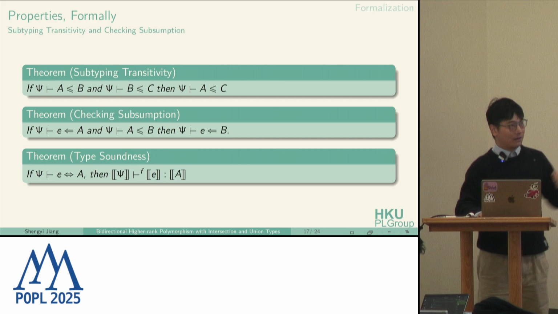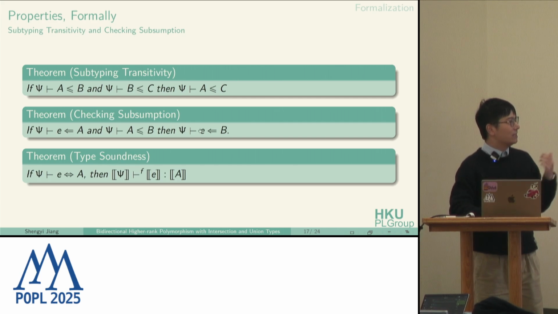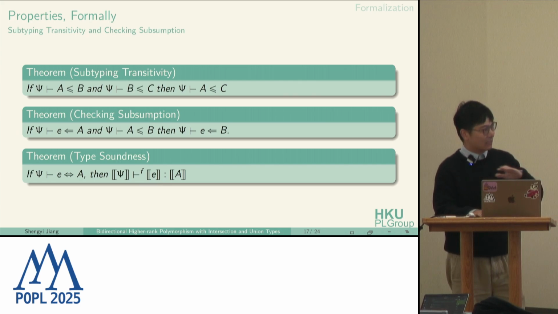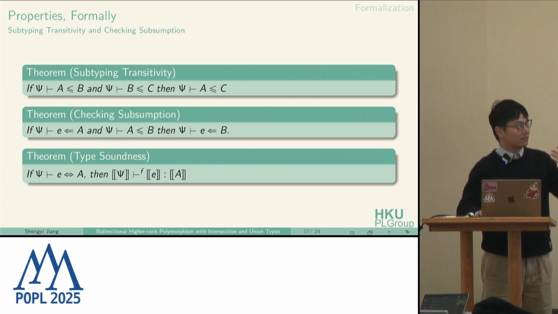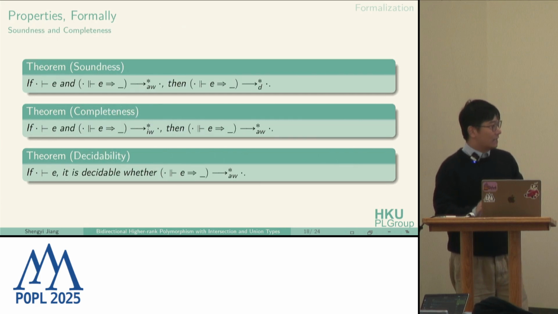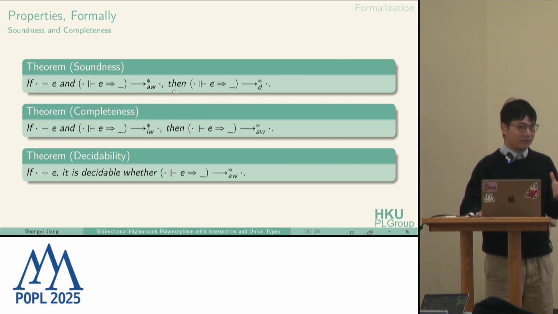So these are the properties formally speaking. We have subtyping transitivity, we have checking subsumption, and we also have type soundness by elaboration to a type sound system, which is System F with record and product. With product and sum, sorry. And we also have the soundness and completeness of our algorithm.